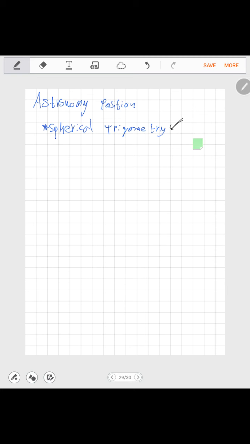Let me give you an example of why spherical trigonometry is important. Imagine that you have here the Earth. So this is the equator, and we have here longitude, and latitude to indicate a point on the Earth. Imagine you want to know what is going to be the position of the sun during the year. For that you can use the longitude and the latitude.